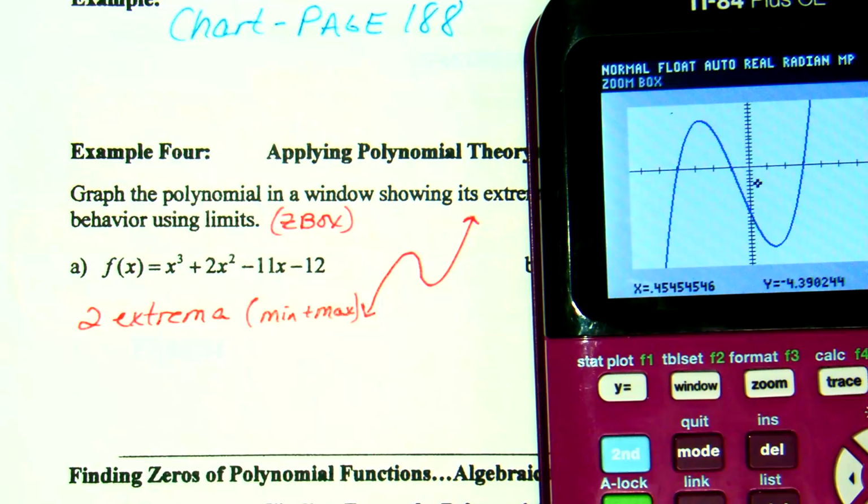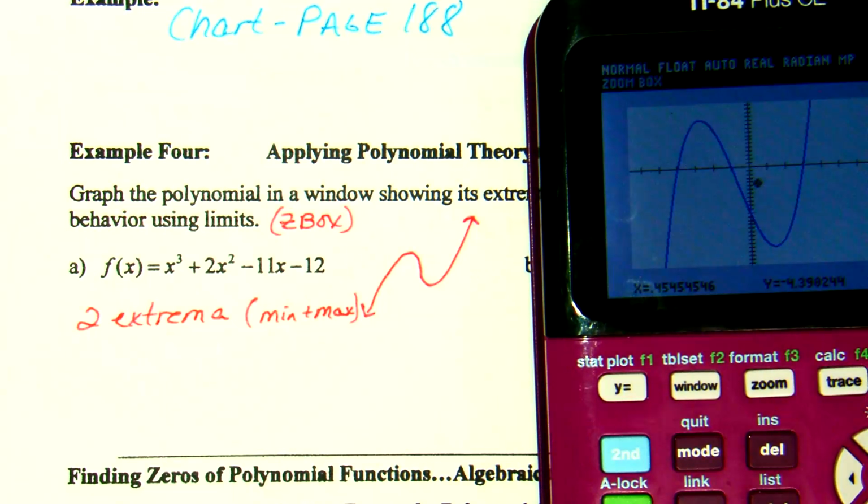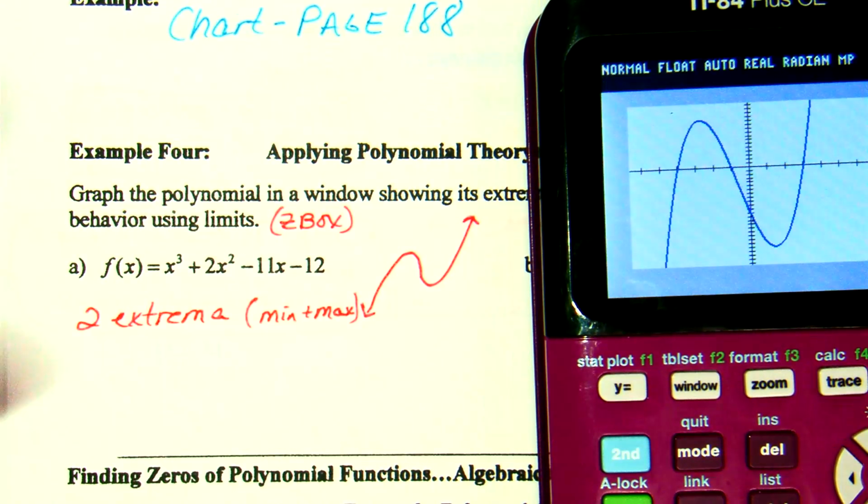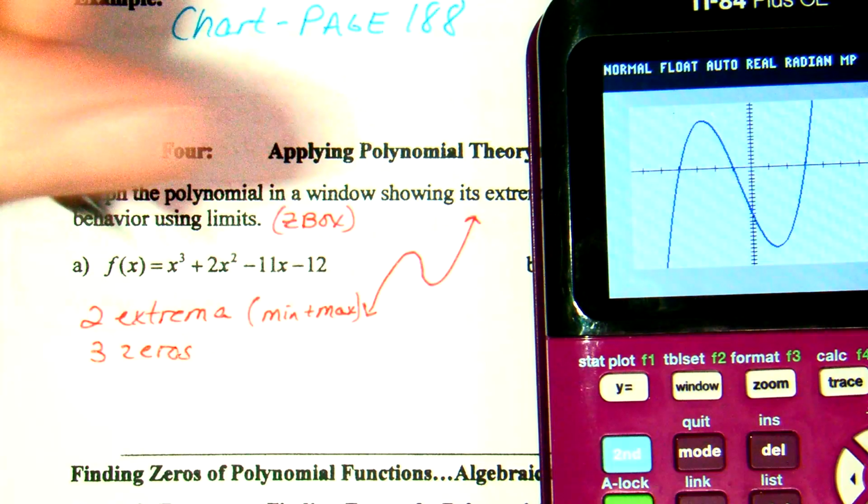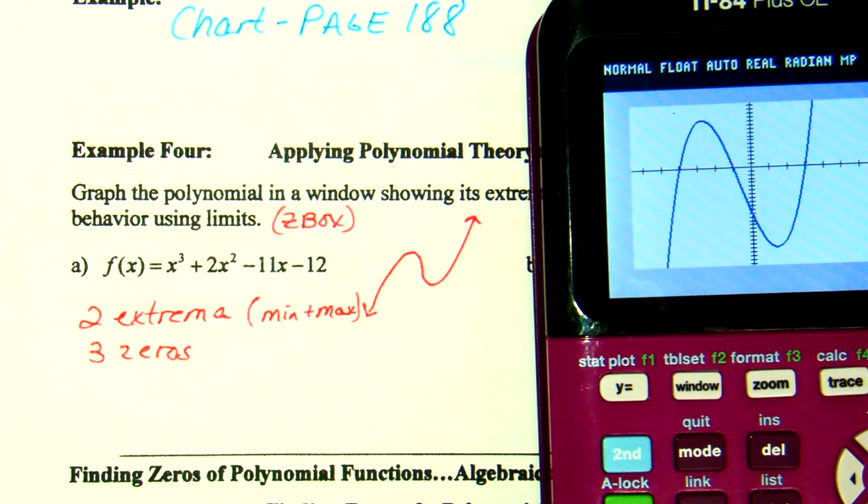Zeros. If this is degree 3, at most, how many zeros could I have? 3. If it's degree 3, you can have at most 3. It's the same thing. Remember, zeros are another way to think about solutions. And if it's degree 3, we can have up to 3 solutions. How many zeros do I have here? 3. I have 3. We have 3 zeros. 3 places we're crossing the x-axis.